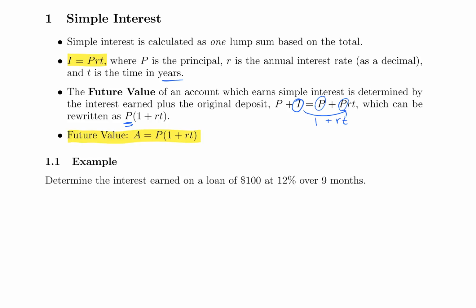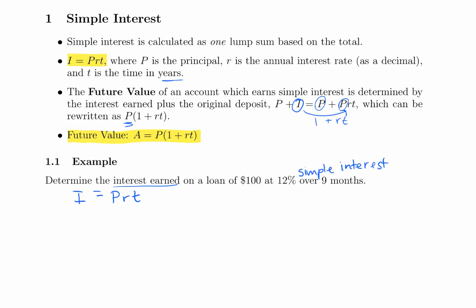So let's take a look at how we can actually use this to do something. We want to determine the interest earned on a loan of $100 at 12% over 9 months. So first off, and we can assume this is simple interest because we're in the simple interest section right here, but in the future I'll make sure to say 12% simple, with simple interest. So that way it's very clear if we have simple or compound or whatever. We're trying to find the interest earned, so that means we're going to be using the interest formula, so I equals P times R times T.